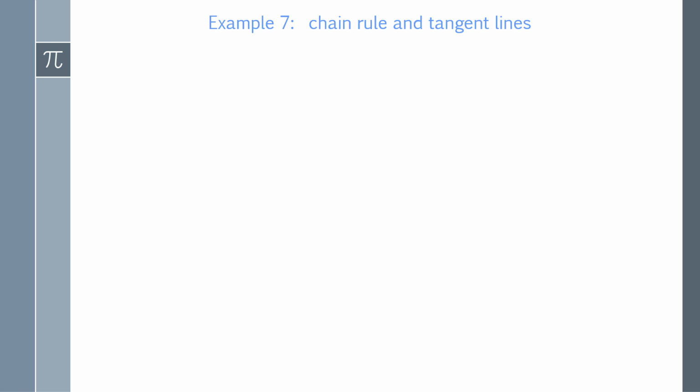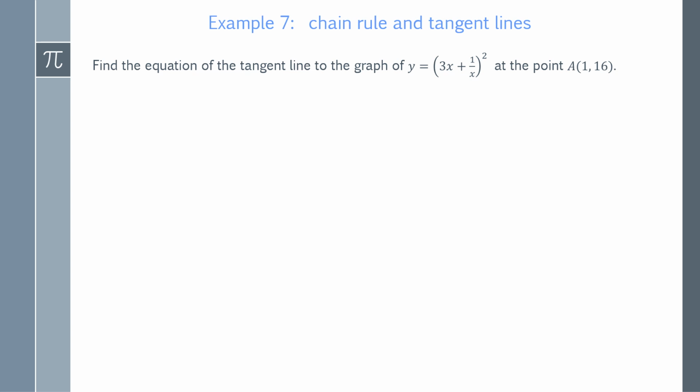I'd like to finish this lecture with the solution to a typical problem in calculus, and that is computing the equation of the tangent line. So here we would like to find the equation of the tangent line to the graph of the function y equals (3x plus 1 over x) squared at the point A with coordinates (1, 16). Okay, so a typical problem, we've done this kind of problem many times. So now we just have a little bit more complicated function where we can apply the chain rule.